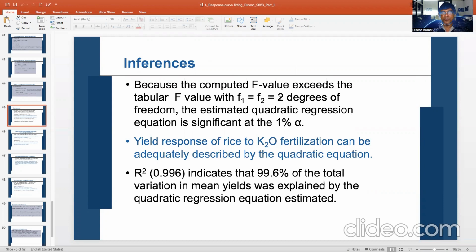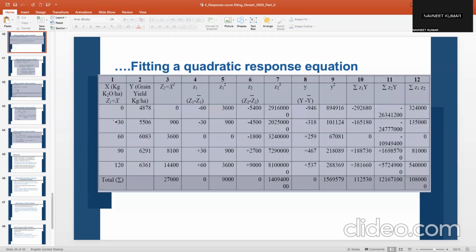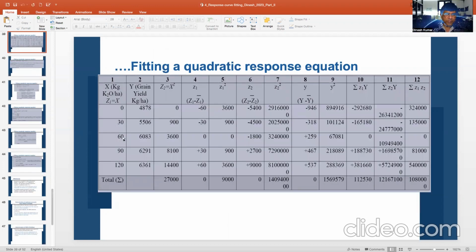Degrees of freedom, as I told you, for a linear relationship the regression degree of freedom is 1. For quadratic, it is 2. For cubic, it is 3. So the regression degree of freedom is 2. And for error, it is n minus 2. So how many n's were there? 1, 2, 3, 4, 5. So 5 minus 1, the total degree of freedom is 4. So you get n minus 2, that is your 2 degrees of freedom.